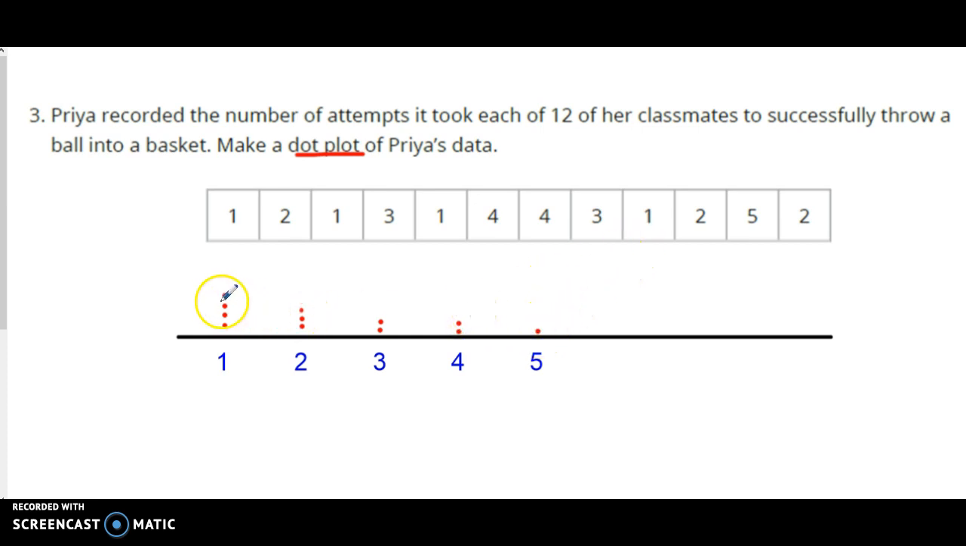Let's add these up and make sure we get 12. 1, 2, 3, 4, 5, 6, 7, 8, 9, 10, 11, 12. That looks good.